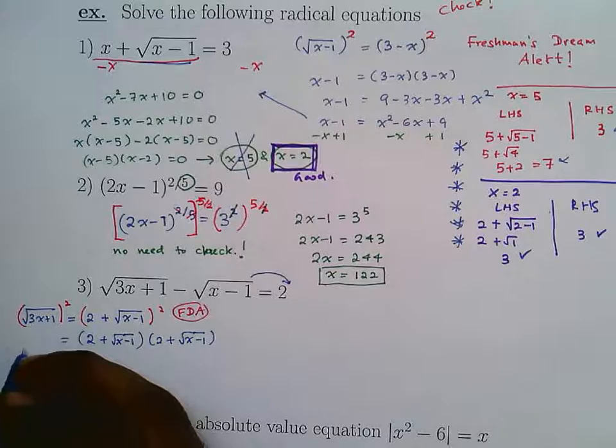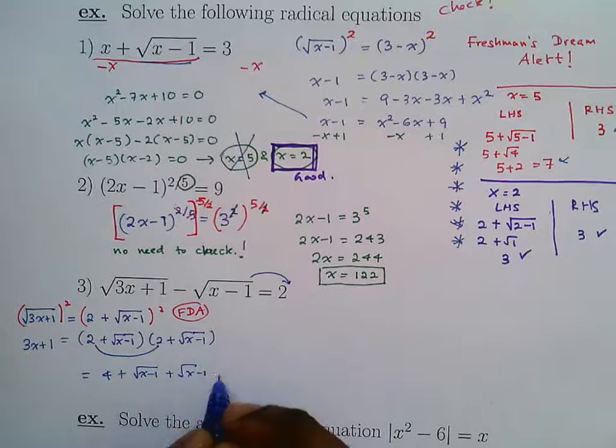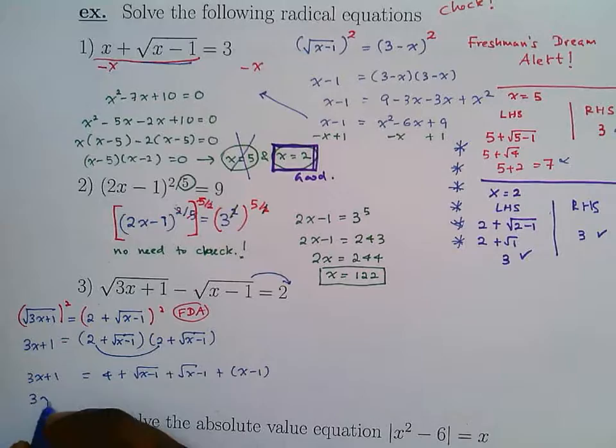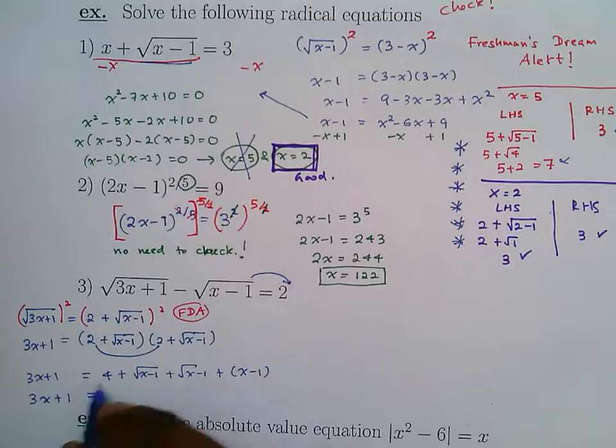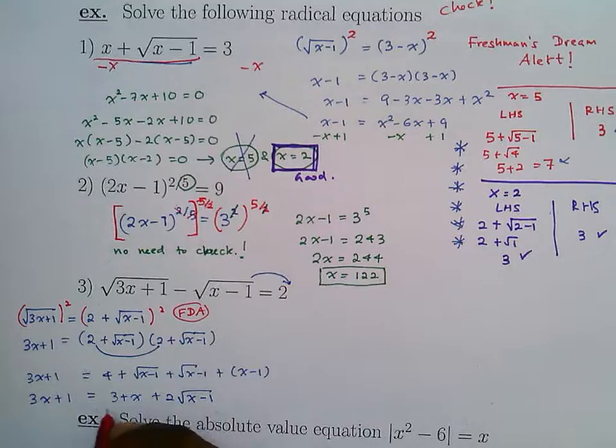So on this side you get 4 plus root x minus 1 plus root x minus 1 plus x minus 1. So you're gonna end up with 3x plus 1 is equal to 4 plus x minus 1. That would be 3 plus x plus 2 times square root of x minus 1, and that's what you're gonna end up with. I would bring all the non-radical terms onto the other side. So minus 3 minus x, minus 3 minus x.